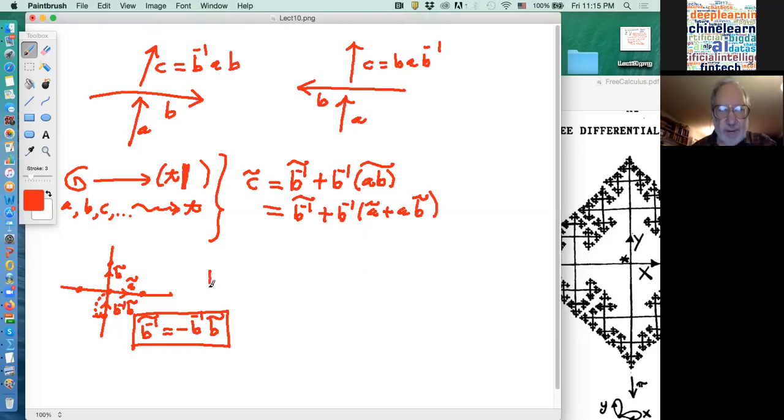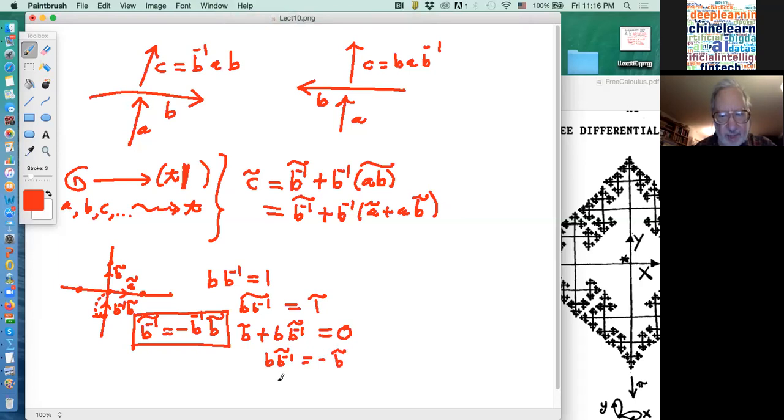But we know that B times B inverse is equal to the identity. So that says that B times B inverse tilde is equal to the identity tilde. And that says that, now what is the identity tilde? That's just the zero chain. This is going to be equal to B tilde plus B times B inverse tilde. And this is equal to 0, as I said. The identity lift doesn't do anything, and it's a zero chain. Well, this says that B times B inverse tilde is equal to minus B tilde, and that says that B inverse tilde is equal to minus B inverse times B tilde. So all that fits together.